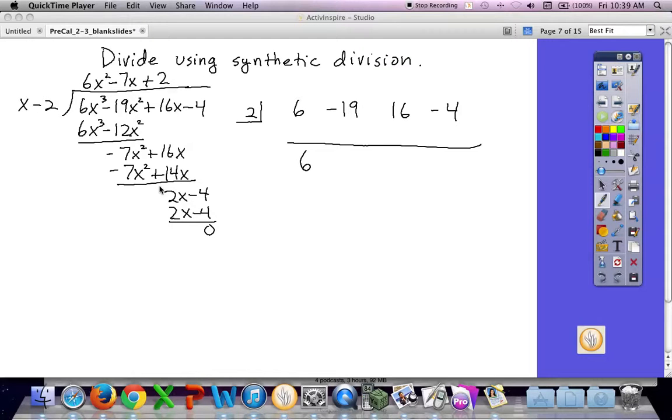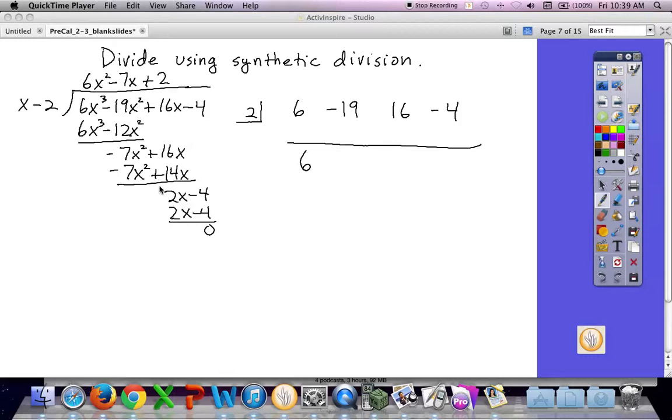Okay, so now we're going to do the synthetic division. This is the first long division problem that we did. I just rewrote everything right here, so you can just kind of compare the steps here with the steps here. It's very similar, but it's not the same.